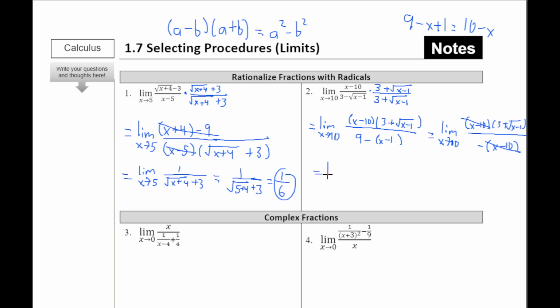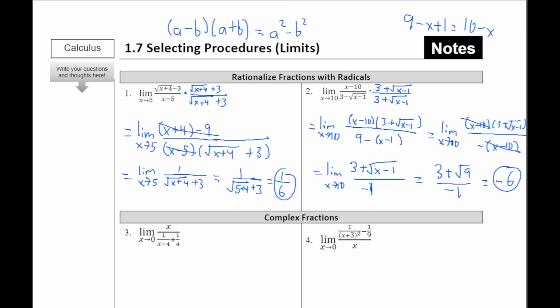What we're left with here is the limit as x approaches 10 of 3 plus root x minus 1 over negative 1. Then you can try direct substitution now. It's 3 plus root 9, since 10 minus 1 is 9, over negative 1. 3 plus root 9 is 3 plus 3, which is 6. 6 divided by negative 1, we get negative 6 right here.